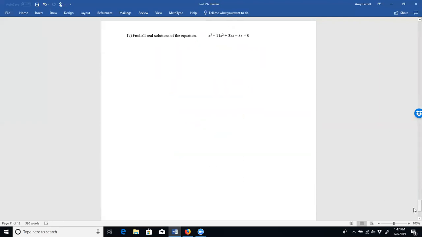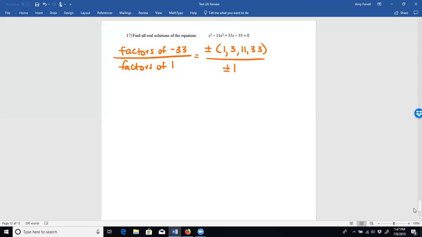Our very last one is similar to 16. I've got to use our rational zeros theorem. I'm going to put factors of negative 33 over factors of 1. Factors of negative 33 are plus or minus 1, 3, 11, and 33. Factors of 1 are just plus or minus 1. So our potential rational zeros are plus or minus 1, 3, 11, and 33.